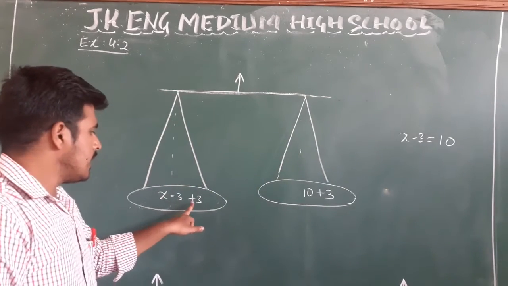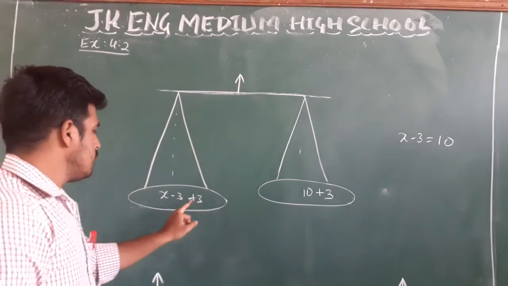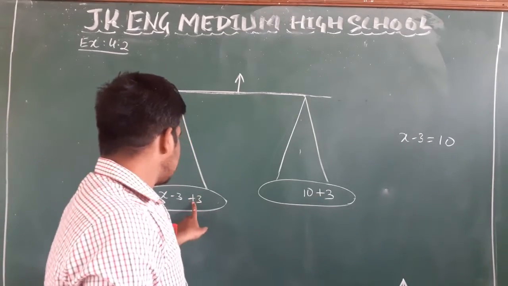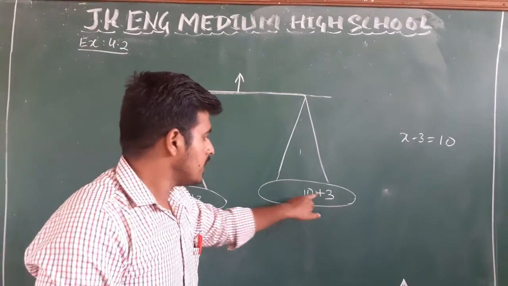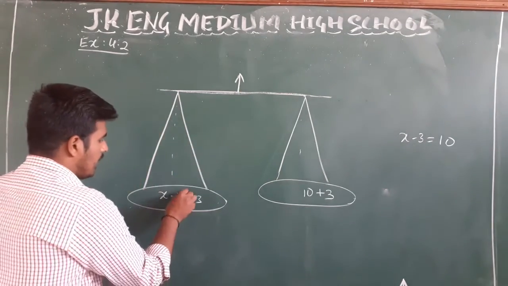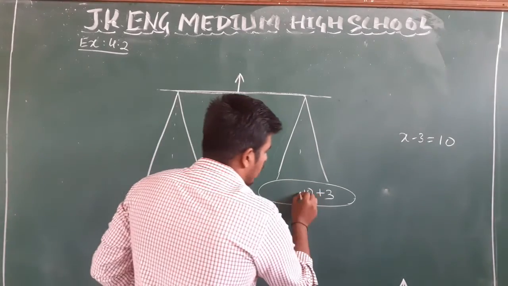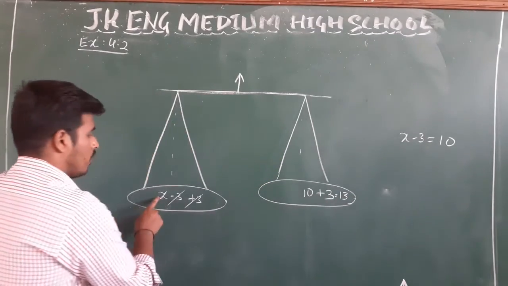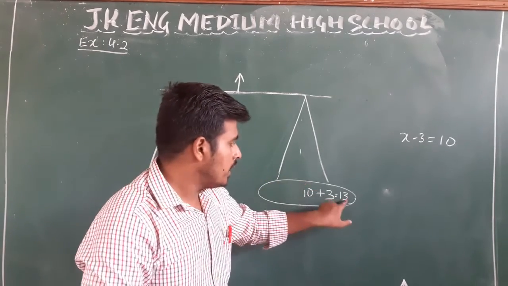To remove this minus 3, I have to add the opposite of this minus 3, that is plus 3. To maintain equilibrium, the same plus 3 I have to add. Here this plus 3 is added to remove this, to get the x. Here this plus 3 is added to maintain the equilibrium. Remember it. If you proceed, this minus 3 and plus 3 will get cancelled. And what remains? Only x remains. Here plus 10 and plus 3 is going to be plus 13. Therefore, in one pan you are weighing x. In another pan it is 13.